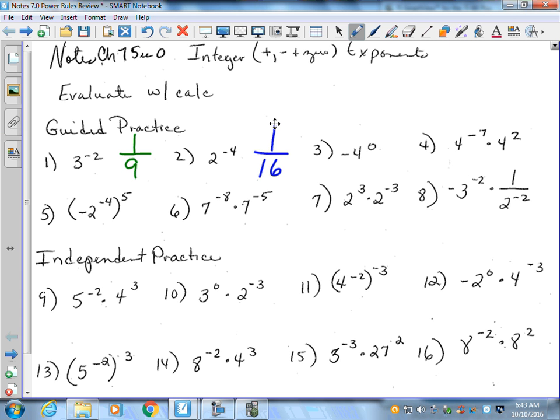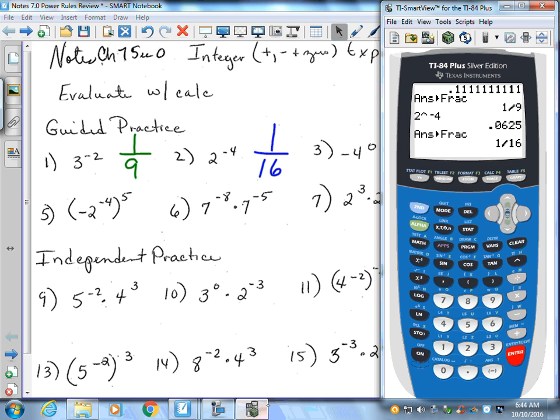I wonder if 2 to the 4th is 16. Let me check that out. 2 to the 4th without the negative on it is 16. So what do you think the negative's doing? And that's right, the negative's making it move to the denominator. So a negative power makes it move to the denominator. That's interesting. So now in our next example, we have negative 4 to the 0 power.